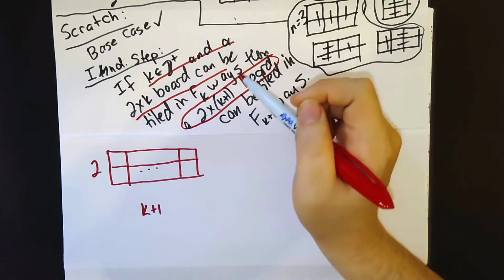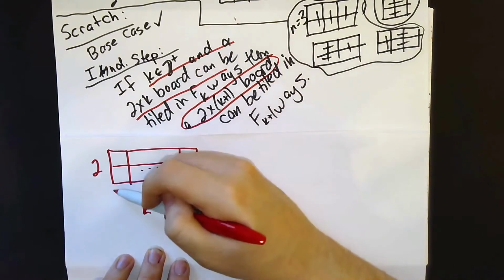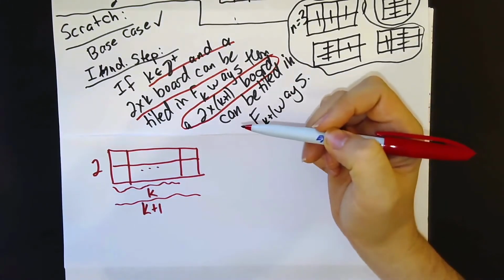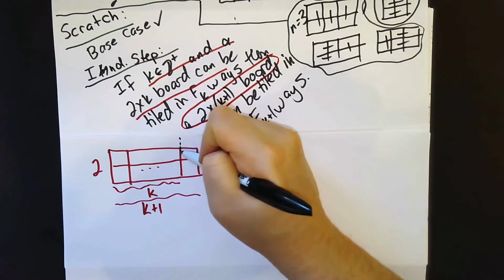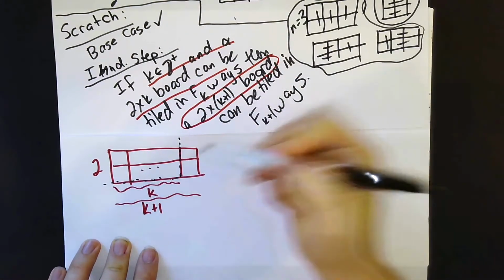So in particular, I'm going to have to find a 2 by k board. And that's not so difficult. Namely, that's a k, if this whole thing is k plus 1. And so I know how many ways there are to tile this piece. Now, how does that help?